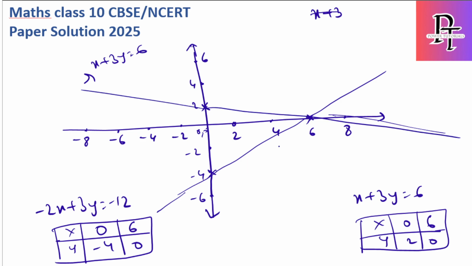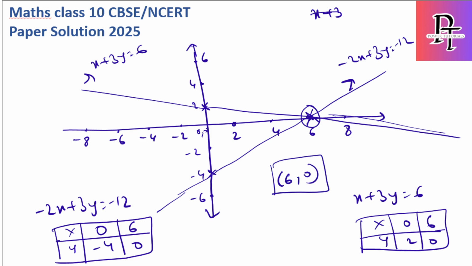Okay, so these two lines are intersecting at this point on the x-axis. So that's the point of intersection, I mean the solution for this question, which is (6, 0). X is 6, y is 0.